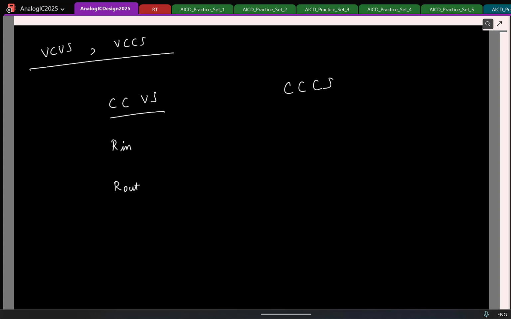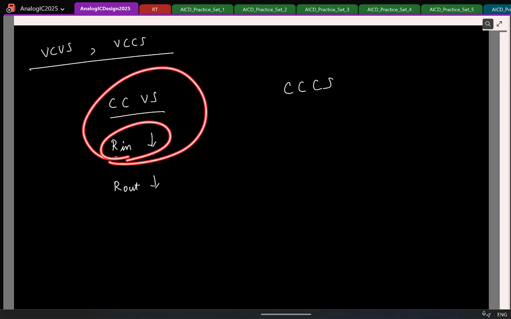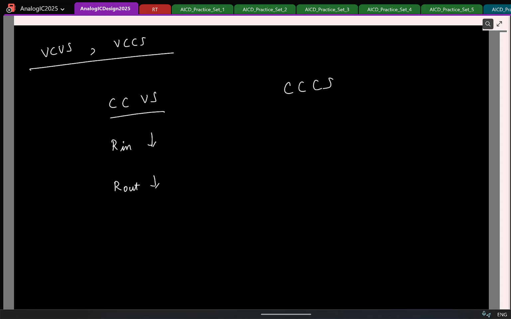You want to make sure the entire current is sensed, so this should be small. What can you say about R out? Voltage source, you want it to be small. So this is an example where you find that with negative feedback, your input resistance will actually reduce. Similarly here, what can you say about R in and R out? We are trying to sense a current. R in should be small, R out should be large because you have a current source.